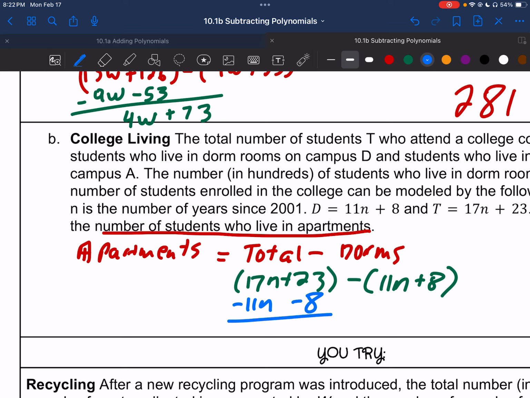17N minus 11N is 6N. 23 minus 8 is plus 15. So there's your expression that's going to represent it.